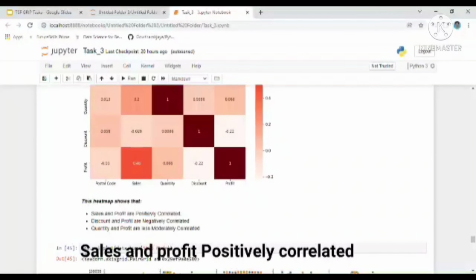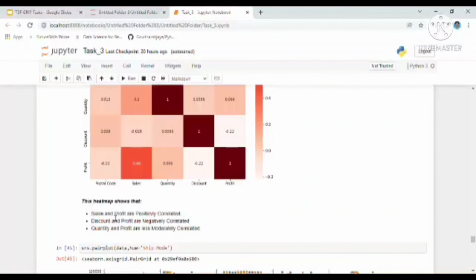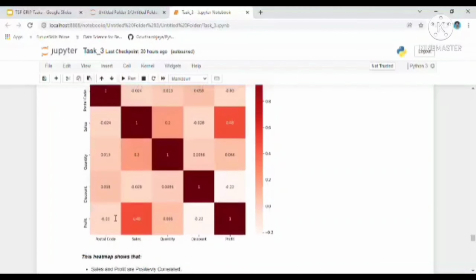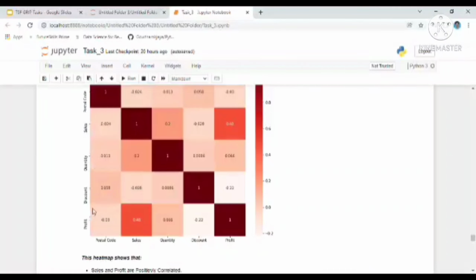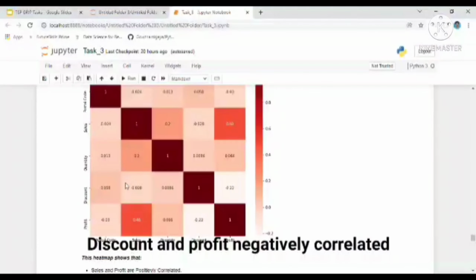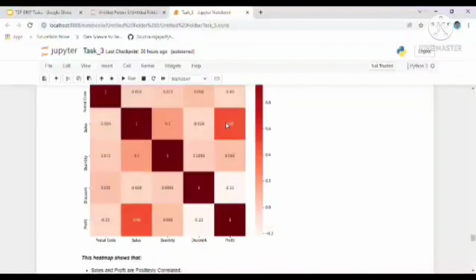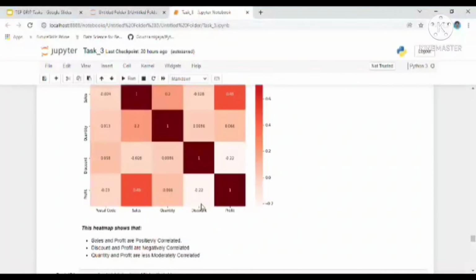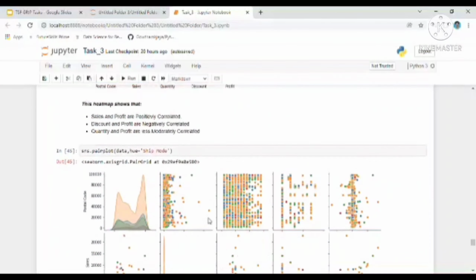After drawing the heat map, we can see that sales and profit are positively correlated. It means increasing the sales increases the profit, and discount and profit are negatively correlated. It means if we increase the discount, then profit is very low, and quantity is also positively correlated but negligibly.